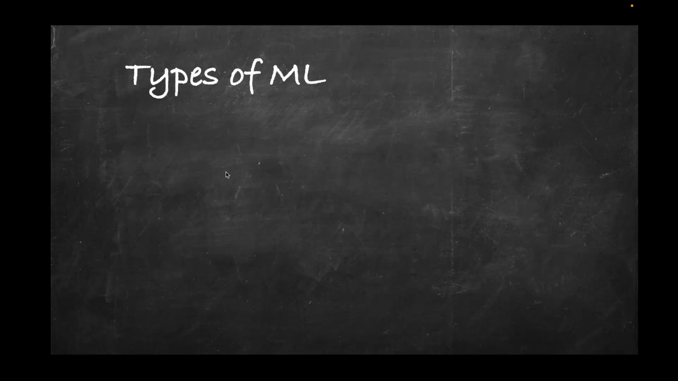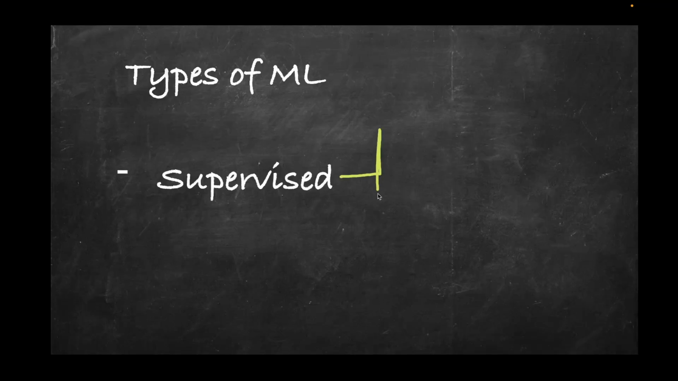There are basically three types of machine learning. The first one, supervised learning. Here you provide the model with labels. Labels are basically the marked Y values or target values where you have a right or wrong system. Supervised learning is divided into two types, that is, classification and regression.